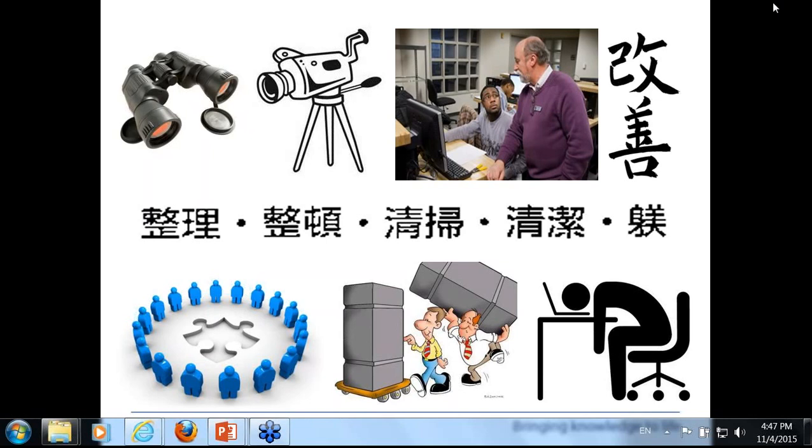5S, I will not try to interpret the 5 Japanese words that you see written there, because my language is not very well polished, but I can translate them into the English equivalents. 5S stands for 5 words that start with S in Japanese and in English. The first one being sort.